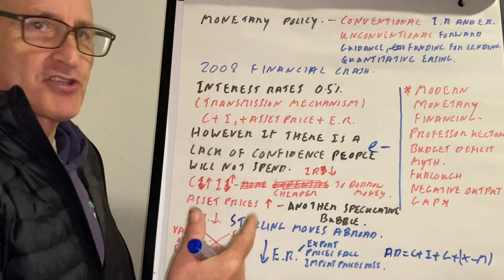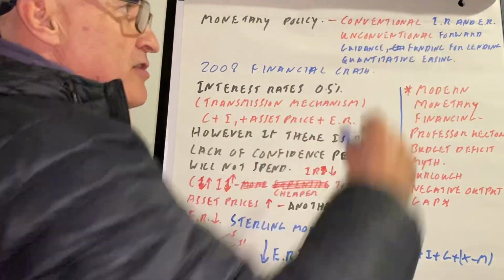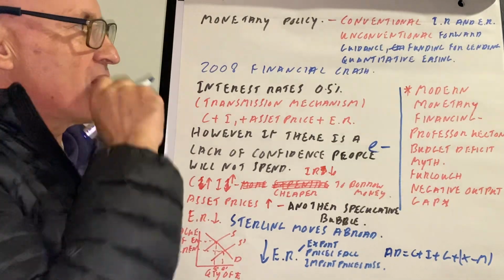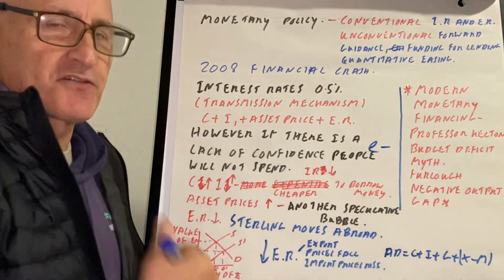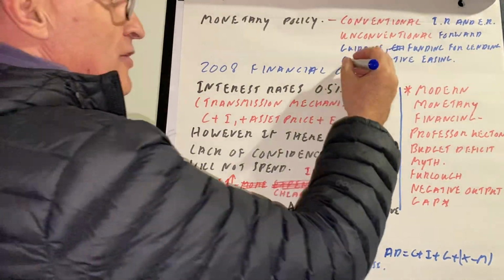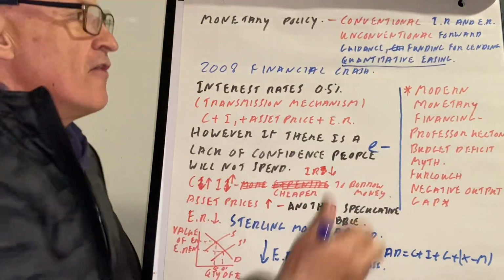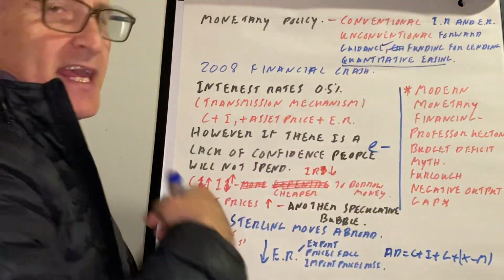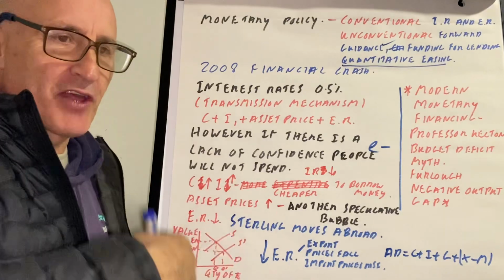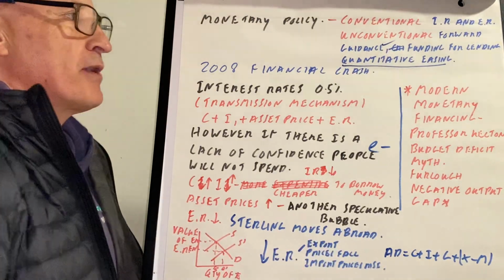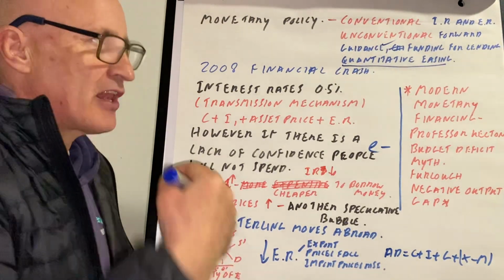Okay, so in monetary policy now, remember monetary policy is conventional monetary policy, interest rates and exchange rates, and unconventional monetary policy, which is forward guidance, funding for lending, and the big one, quantitative easing. Forward guidance is pretty easy. The Bank of England will tell people that interest rates will remain low for a long period of time, or they will tell people that they're likely to rise.